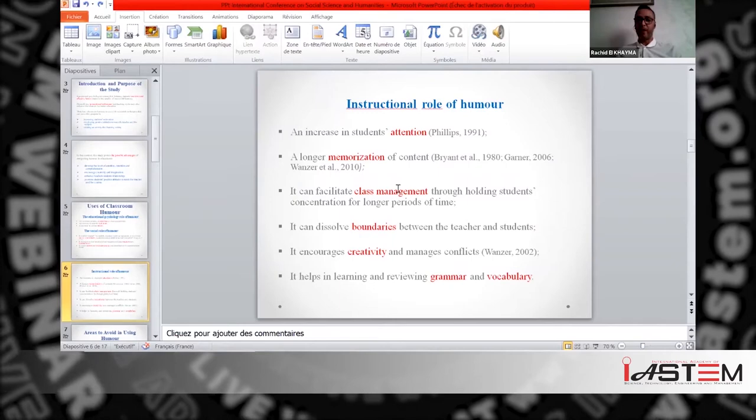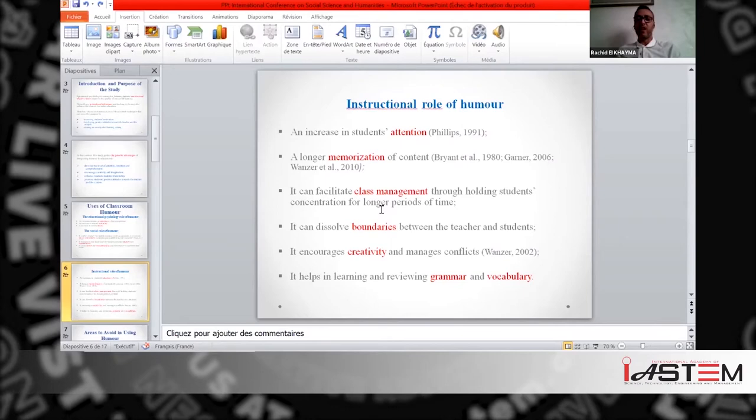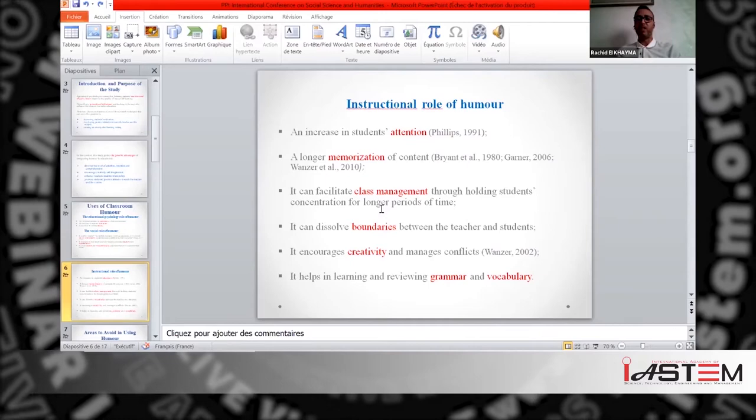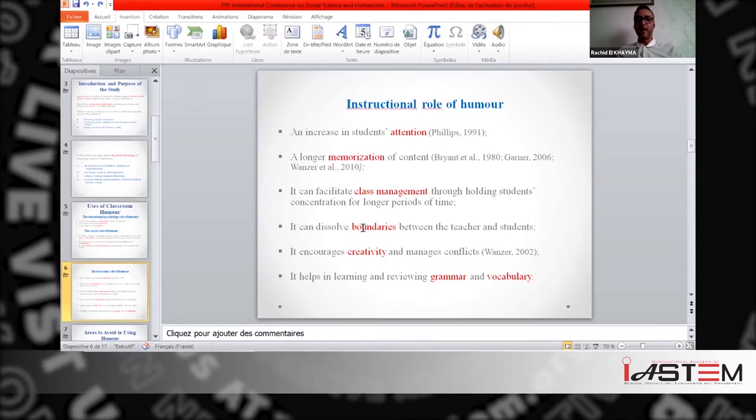We use humor to break the boundaries between teachers and students, because teachers nowadays, we are in the 21st century, are no longer like robots in the classroom, like teaching robots. They need to use emotions. They need to come closer to the students. They need to understand the students more so that they can gain the love of the students. And we use humor to encourage creativity among the students.